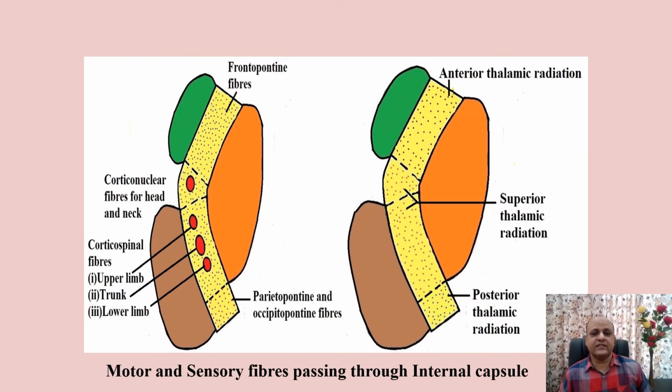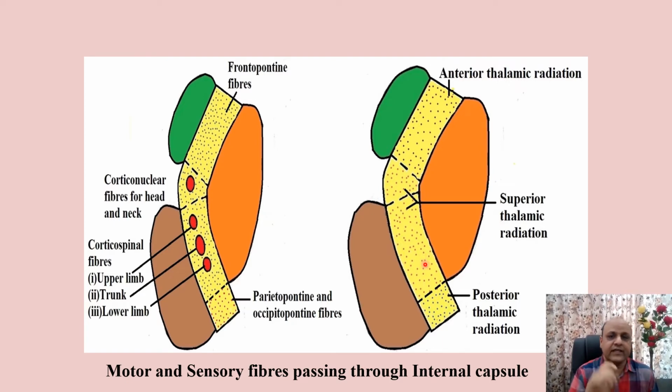So this is showing you the motor and sensory fibers passing through the internal capsule. The idea of showing this diagram is to show that it is a compact bundle of projection fibers. And you see here a lot of motor fibers are passing through this yellow portion, which is the internal capsule. And here you have sensory fibers passing through the internal capsule.